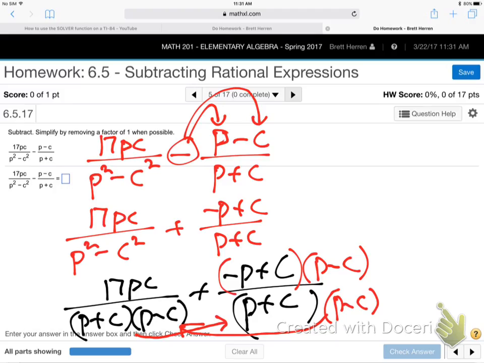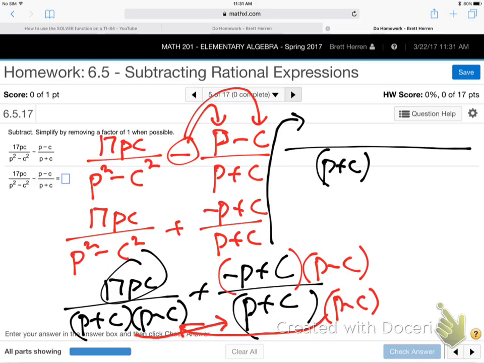Kind of running out of room. So 17. It's going to make it 1 for... I don't need 2 of them anymore. They're the same on the bottom. So you don't need 2 of them. Bring the 17PC up there. Right? 17PC. And then FOIL this other side out.